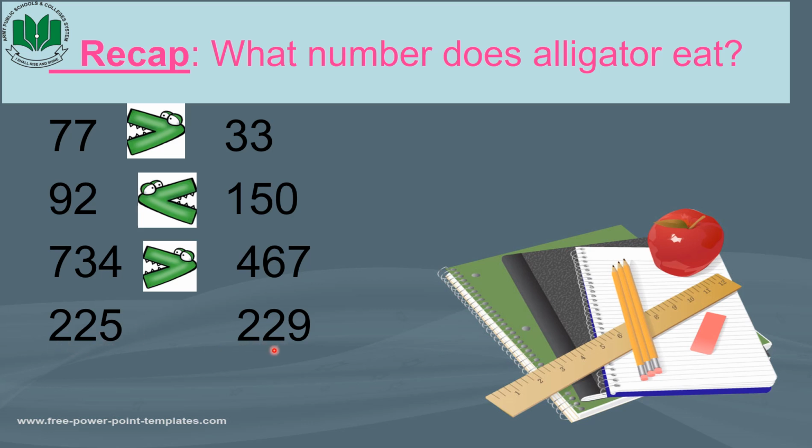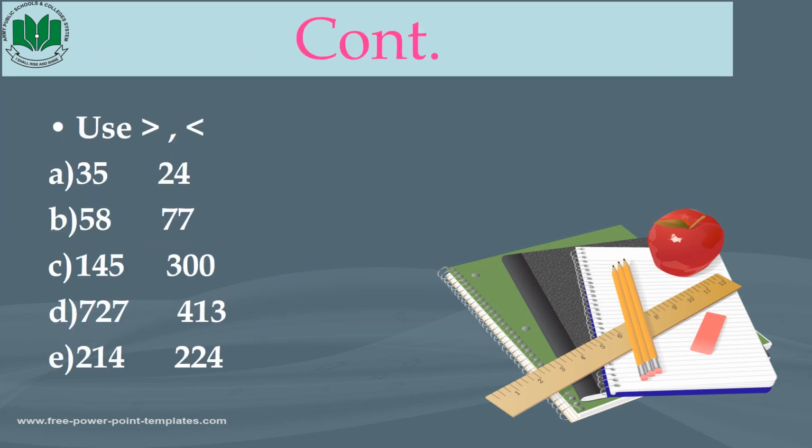225 and 229. Which one is greater? Yes, 229 is greater than 225. Use greater than and less than. 35 is greater than 24. 58 is less than 77. 145 is less than 300. 727 is greater than 413 and 214 is less than 224.